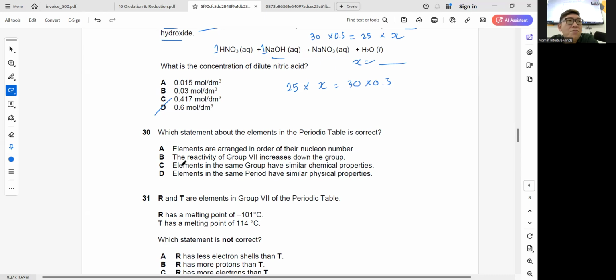In order of the nucleon number? Why don't you take a look at the nucleon number now and see if it's in order? It's not A and B for sure. They are not arranged in order of nucleon number. They are arranged in order of what? Proton number. D or B?